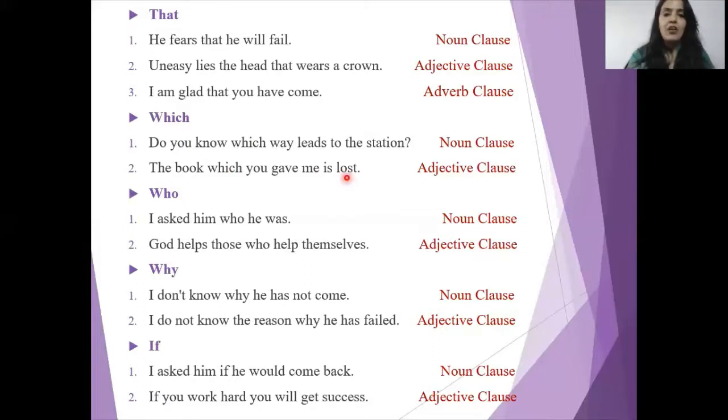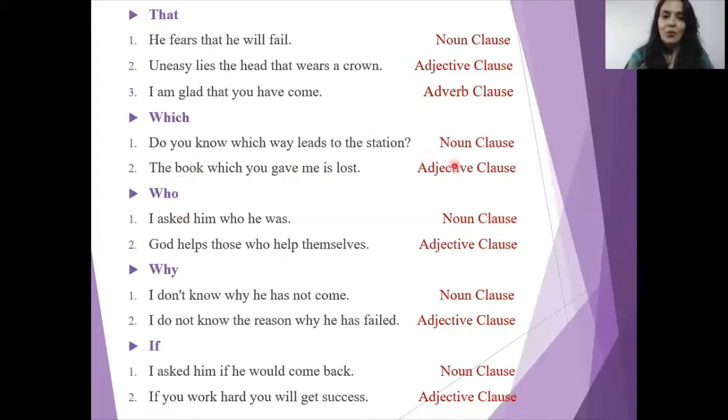The book is lost. This is the principal clause. Which you gave me. This is the subordinate clause, or you can say dependent clause. If we read it, we are talking here about this book only. This is qualifying this book, so this is an adjective clause.